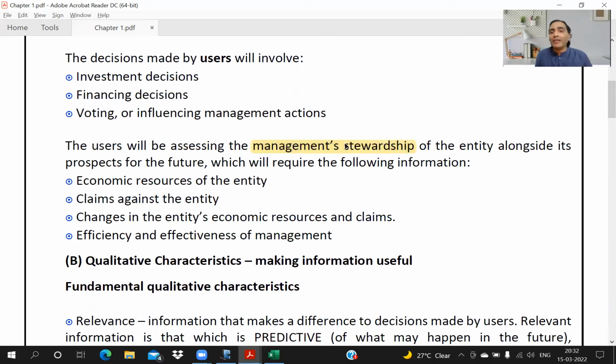What do you mean by management's stewardship? What do you mean by stewardship? Steward is a generic word. What do you mean by steward? So if I'm traveling on a ship, I fully trust the captain, right? That he will take me through the deep sea, and he will ensure that he will take me to the destination without drowning me. Okay? So that is called a stewardship.